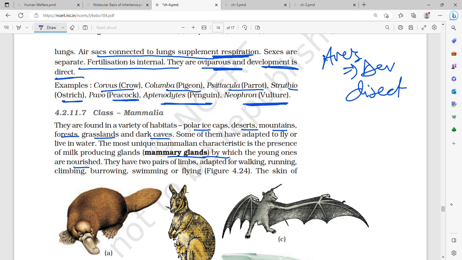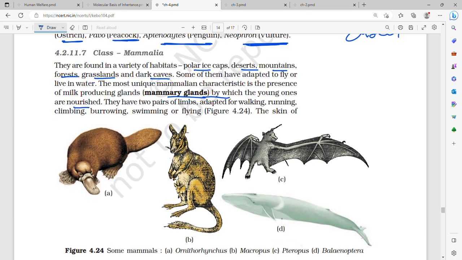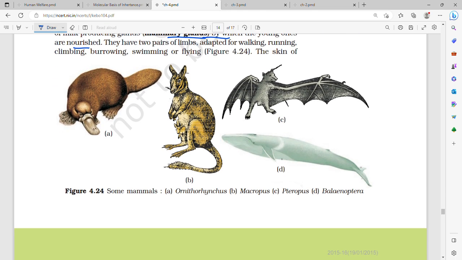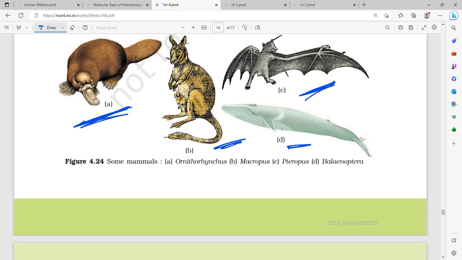Two pairs of limbs are adapted for walking, running, swimming, burrowing, climbing. First is Ornithorhynchus, the duck-billed platypus, then Macropus, kangaroo. Pteropus, bat. Balaenoptera, whale.